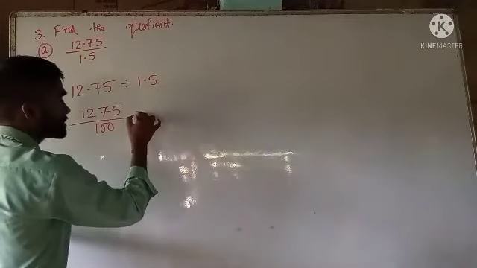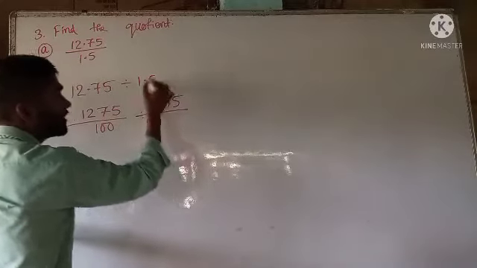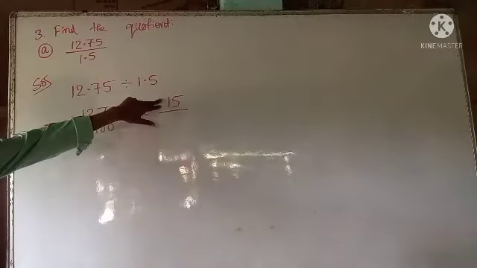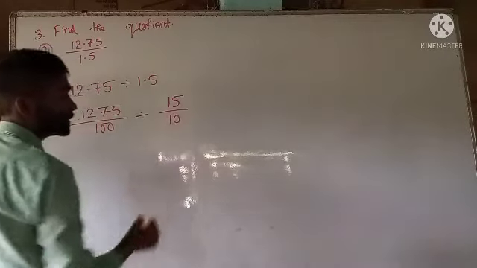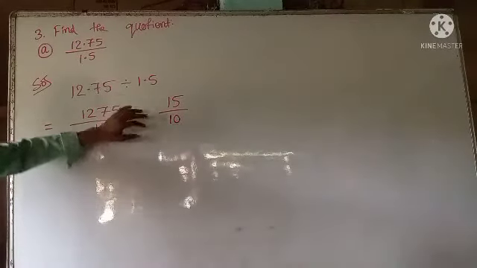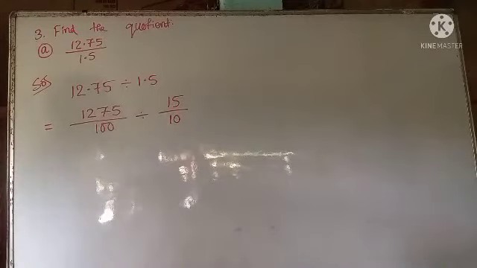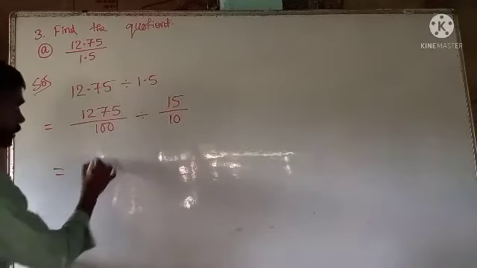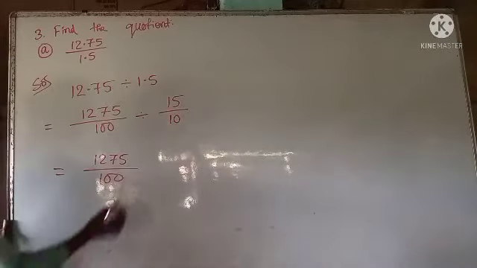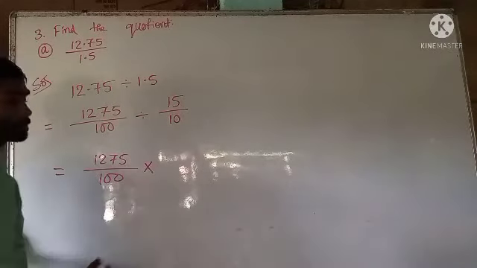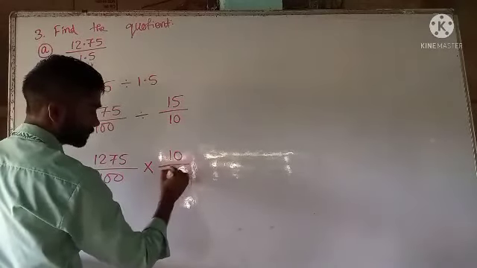Now the divide symbol we write as it is. Now here also we'll do the same thing. That means 1.5, we'll write here directly the number, that is 15. And then after the decimal point 1 digit is there, so we'll write here 10. Now what we will do is, we will convert this divide sign into a multiplication sign, which will make it easier for us to divide. So 1275 by 100, now the divide sign we will convert into a multiplication sign, and we'll write the reciprocal of this number, that is 10 by 15.